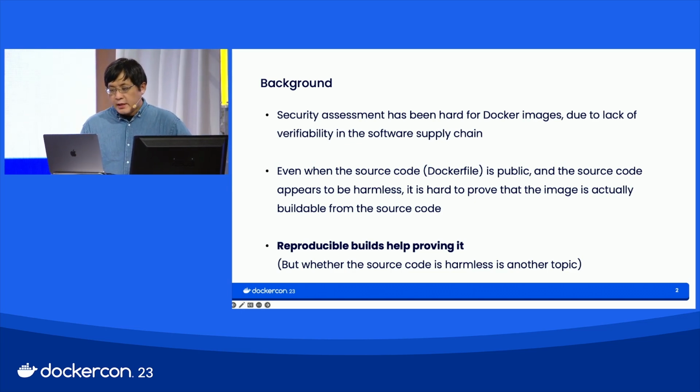You could still check image signatures, such as cosign or notation, or maybe OpenPubkey, but you still have to trust the signers, and you still can't prove that the source code can produce that image. Reproducible builds help prove it. So you can reduce concerns around that image, but whether the code is harmful or not is another topic. So you still have to review the code.